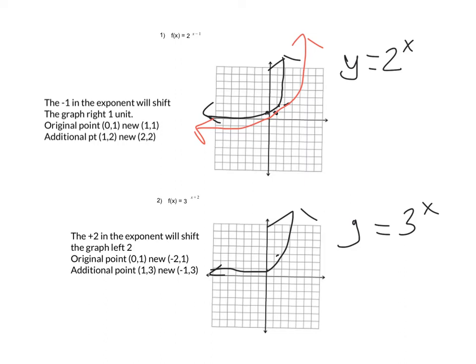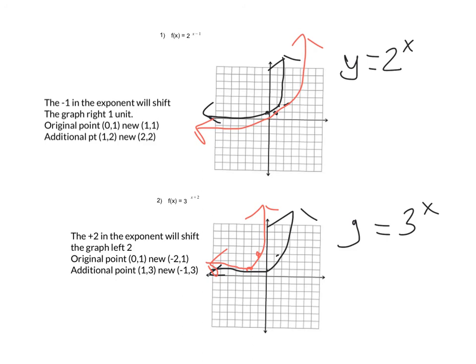And if we're doing the y to the x plus 2 power, the plus 2 is going to shift it the opposite direction. It's going to shift it to the left. So our original point was (0, 1), so we're now going to be at (-2, 1). All right, and the other point, the original point was at (1, 3). We're now going to be at (-1, 3). And that, again, the asymptote has changed. And that would be what that graph would look like.